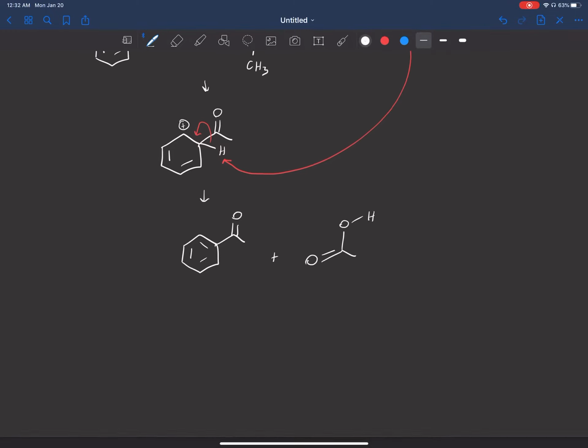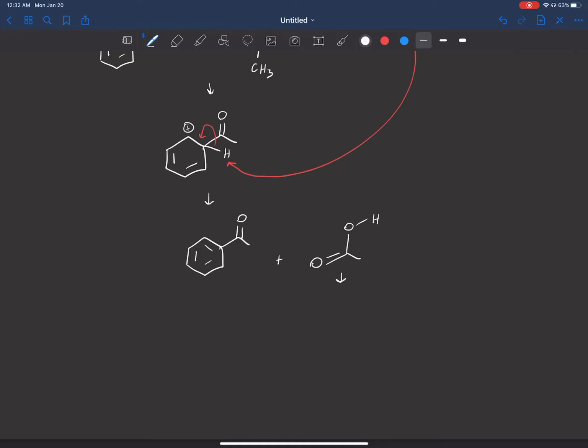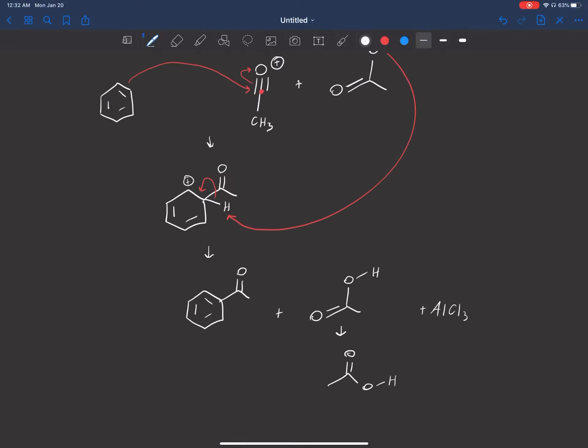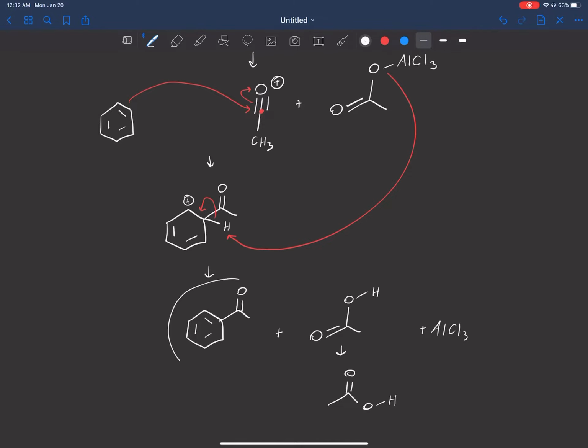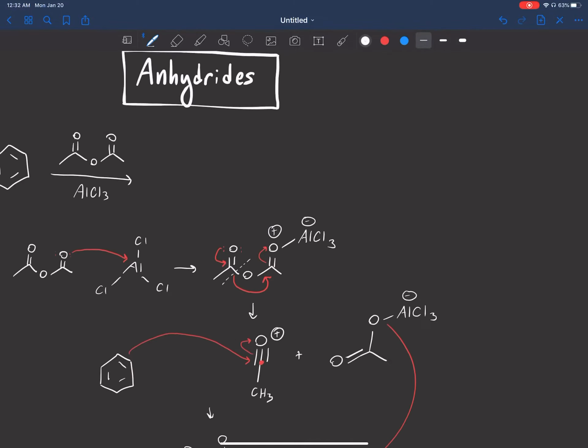Here's this H. And if we just wanted to redraw it so it could look a little bit more familiar, all we have is this carboxylic acid, and we regenerated our AlCl3, so it can be used again. So this is going to be your product, all right?